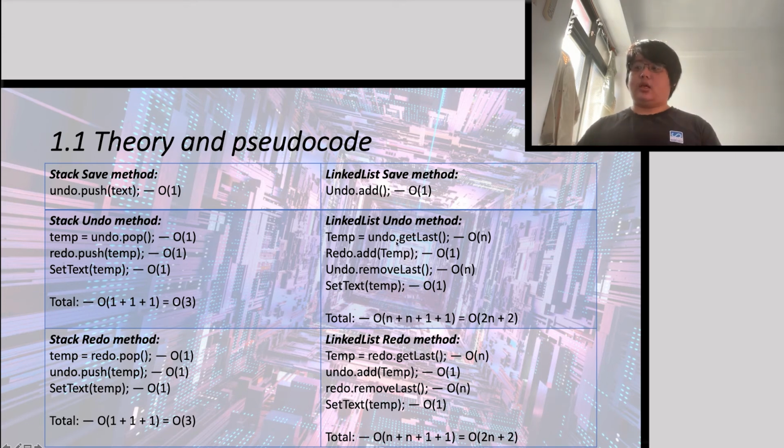To get the last element of the linked list, we need to go through n data, so the time complexity is going to be O(n). Adding 1 data into the redo linked list is pretty straightforward, so it's O(1). As for remove last, we need to go through n data from the front, so the time complexity is also going to be O(n). And set text, we just set the text of the text field, so it's O(1). So the total is going to be O(n plus n plus 1 plus 1), which is 2n plus 2, and that's O(n), so it's linear.